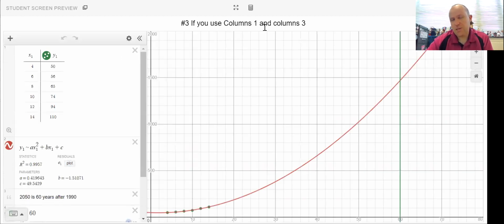So, I meant to change that to using columns 2 and 3. You can see I put 4, 6, 8, etc., down the side here. And here are my numbers: 0.41, -1.51, and 49. So that would be how many X squareds, that's how many X's, and that's just the number by itself.